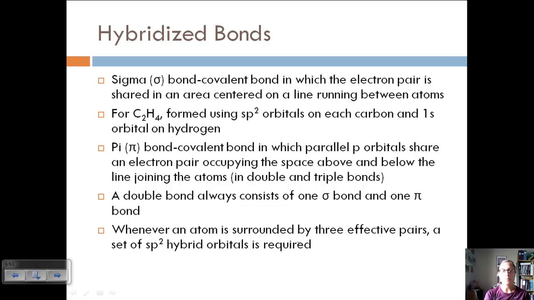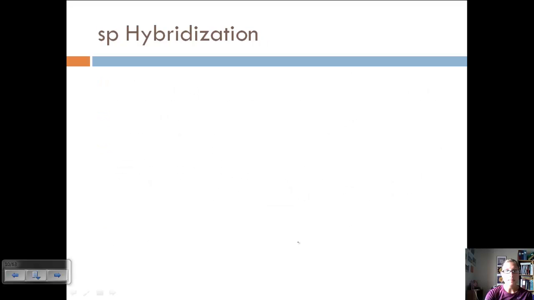Whenever an atom is surrounded by 3 effective pairs, so trigonal planar arrangement would be an example of that, a set of sp2 hybrid orbitals is required. Ethylene has 3 effective pairs around each of those carbons, and so it is sp2 hybridized. Okay, let's look at sp hybridization.